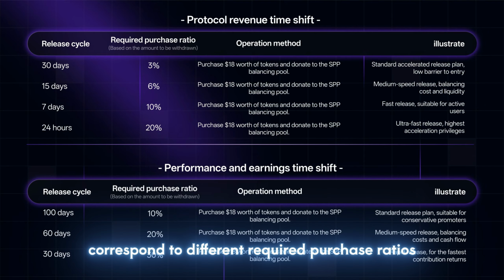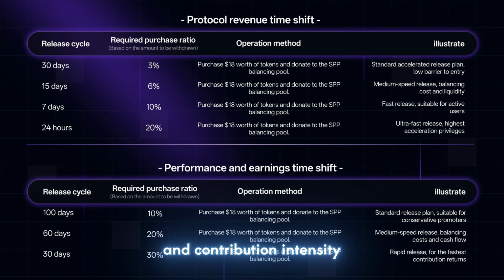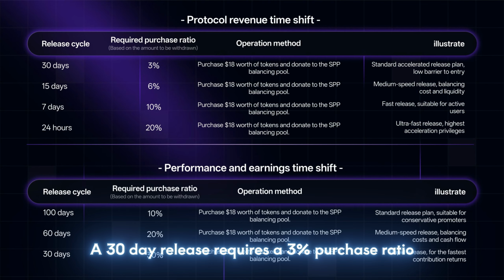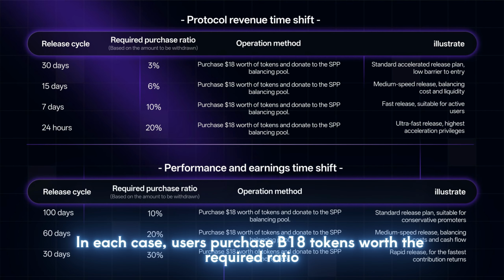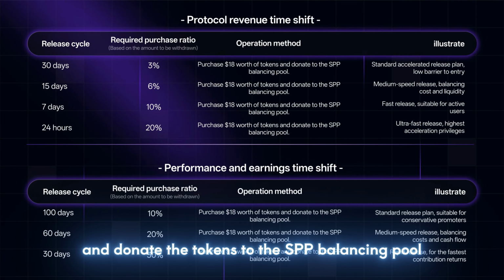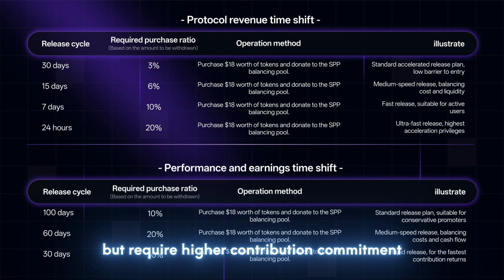The protocol revenue time shift mechanism defines how earnings are released earlier in exchange for contribution. Different release cycles correspond to different required purchase ratios, and each option represents a trade-off between release speed and contribution intensity. For short release cycles, a 30-day release requires a 3% purchase ratio. A 15-day release requires 6%. A 7-day release requires 10%. A 24-hour release requires 20%. In each case, users purchase B18 tokens worth the required ratio and donate the tokens to the SPP balancing pool. Shorter release cycles provide faster access to earnings but require higher contribution commitment.